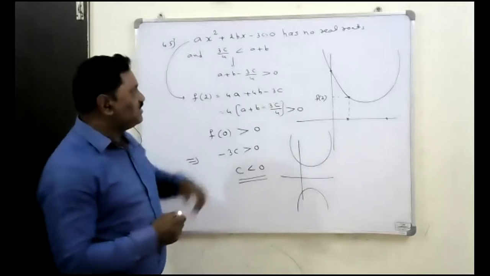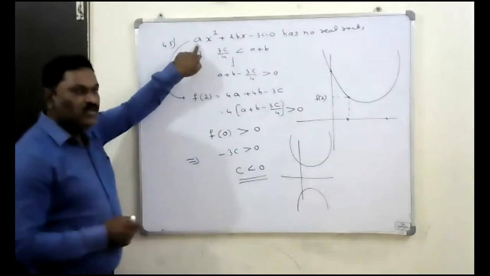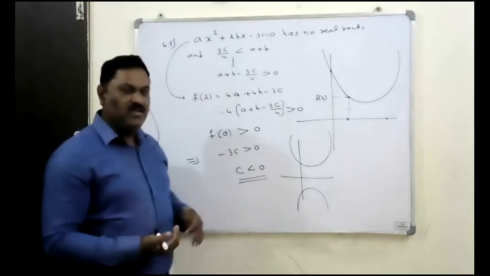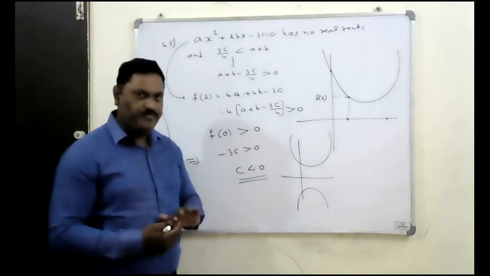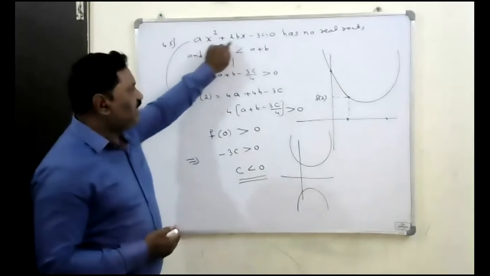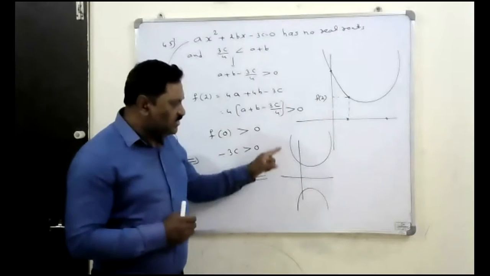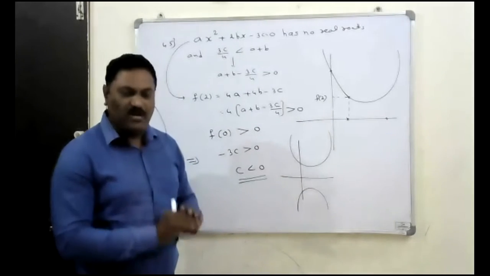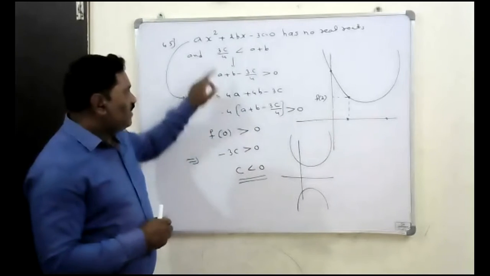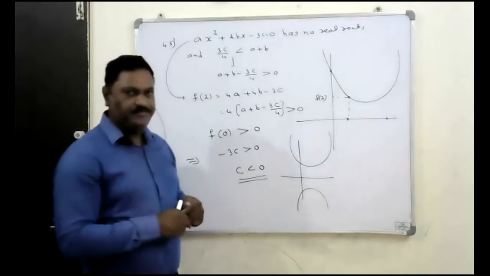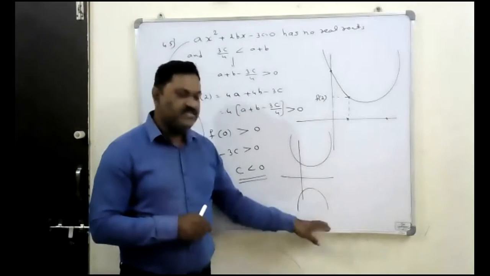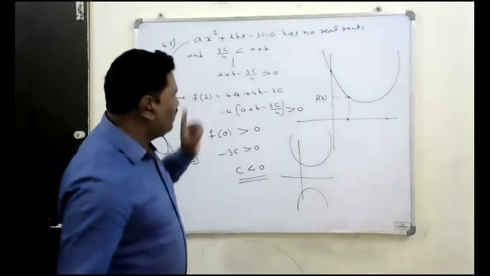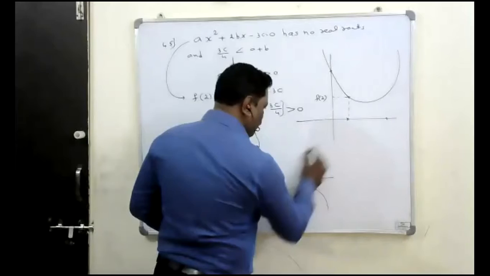That depends upon the sign of the x square coefficient. Here a is given, but I don't know the sign of a, whether it is positive or negative. If it is positive, then the expression gives the minimum value, and the graph completely lies above the x-axis if it has no real root. If the x square coefficient has a negative sign, then it completely lies below the x-axis. That also I don't know. That's why we will take the help of the given condition now.